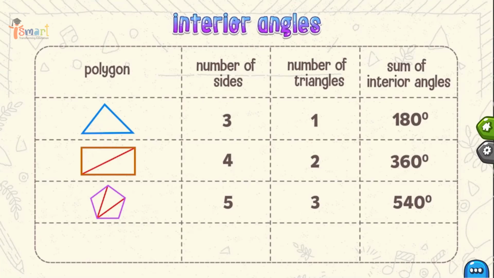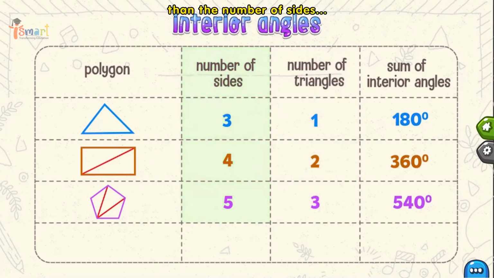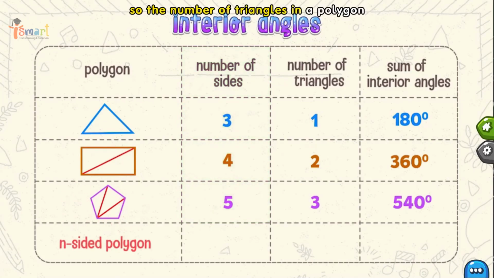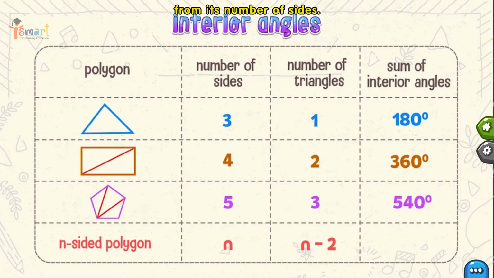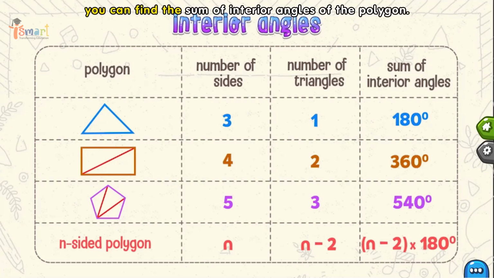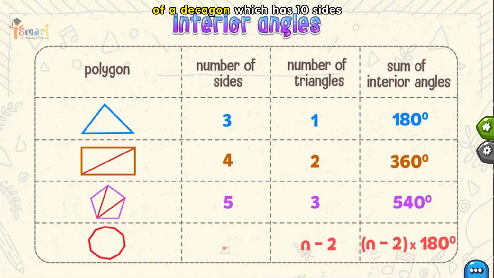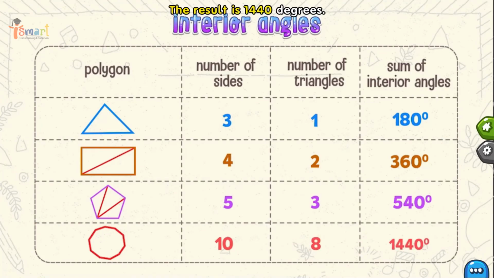It is easy to see that there are always 2 less triangles than the number of sides, so the number of triangles in a polygon can be found by subtracting 2 from its number of sides. Then, multiplying this difference by 180 degrees, you can find the sum of interior angles of the polygon. Now, let's try finding the sum of the interior angles of a decagon which has 10 sides. The result is 1,440 degrees.